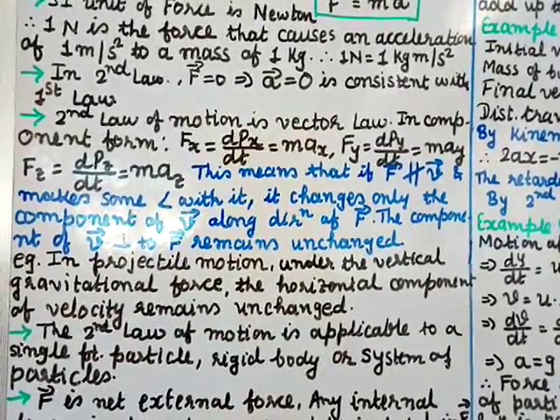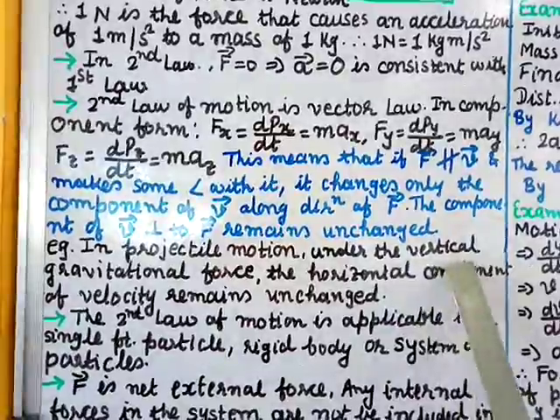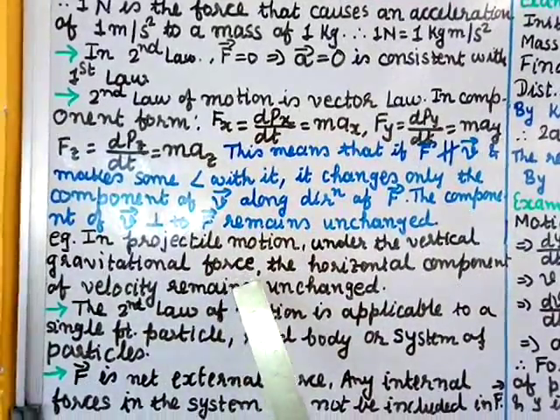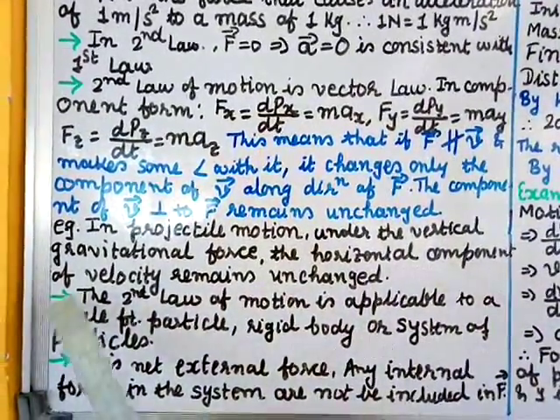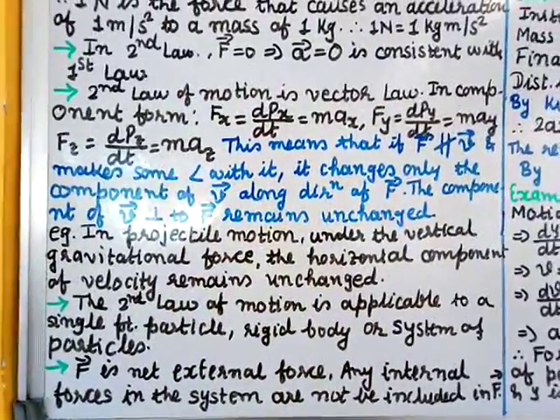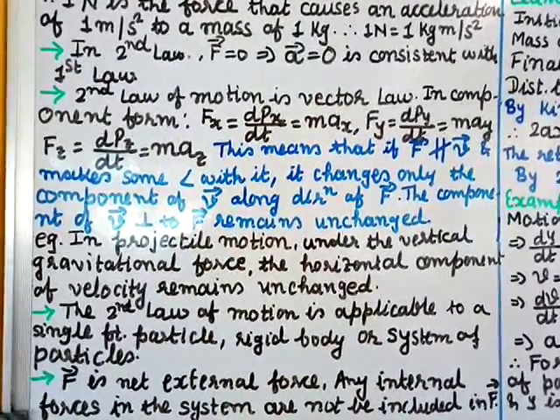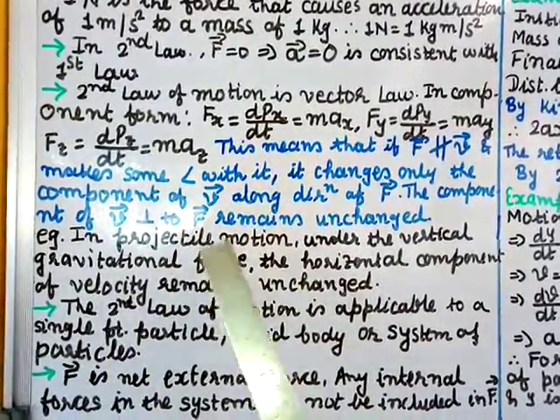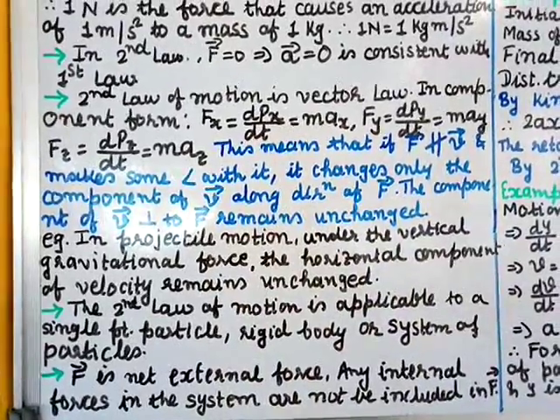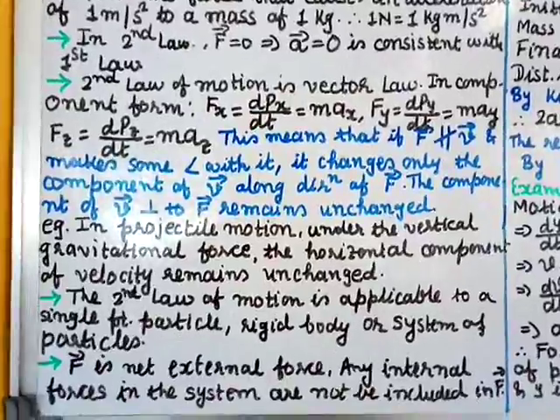Let us take the example of projectile motion. Under the vertical gravitational force, the horizontal component of velocity remains unchanged. We have done this in projectile motion: the object is falling under the gravitational force, and the horizontal component does not change, only the vertical component.